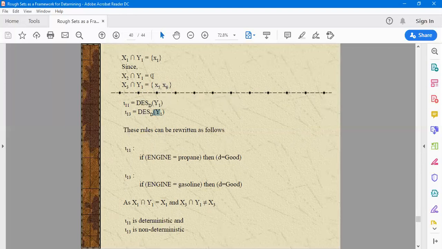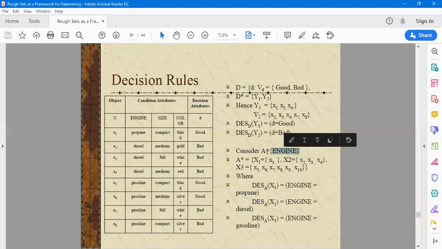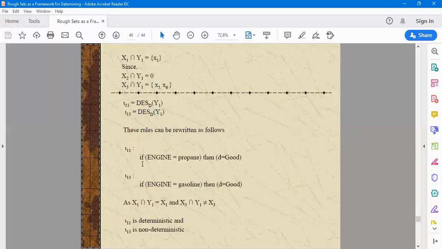So how, after this mathematical logic, are you going to represent it in your programming languages? T11: if engine is equal to propane. Why are we saying T11? Because it was on equivalence class X1, and equivalence class X1 on engine was on propane, X2 was on diesel and X3 was on gasoline. So similarly T11 is on propane, T12 is on diesel and T13 is on gasoline, right? Since T12 is 0, that is not considered in our if-then-else.